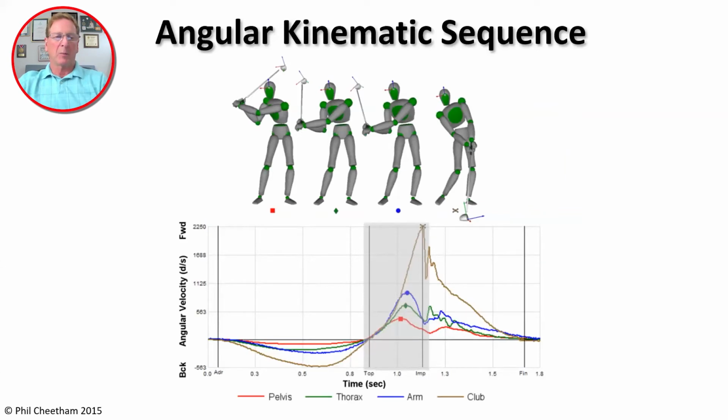Here's a graph from the kinematic sequence, the angular kinematic sequence from the AMM system. Along the x-axis, you've got time through the swing. Along the vertical axis, you've got angular velocity, in degrees per second, and time is in seconds. We've also got these vertical lines. This first one is address, the second one is top, the third one is impact, and the final one is finish. This grayed in area is the downswing. So we've got the rotation speeds of the pelvis, the thorax, the lead arm, and the club in the different colors.